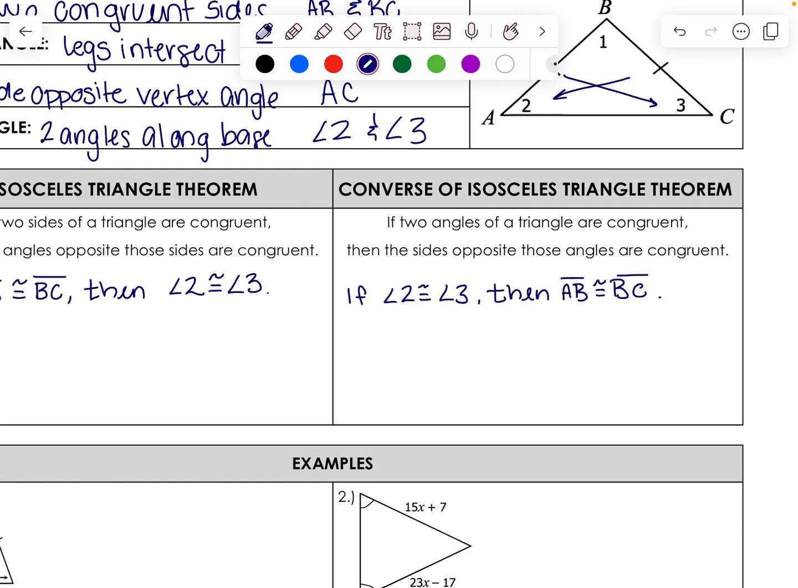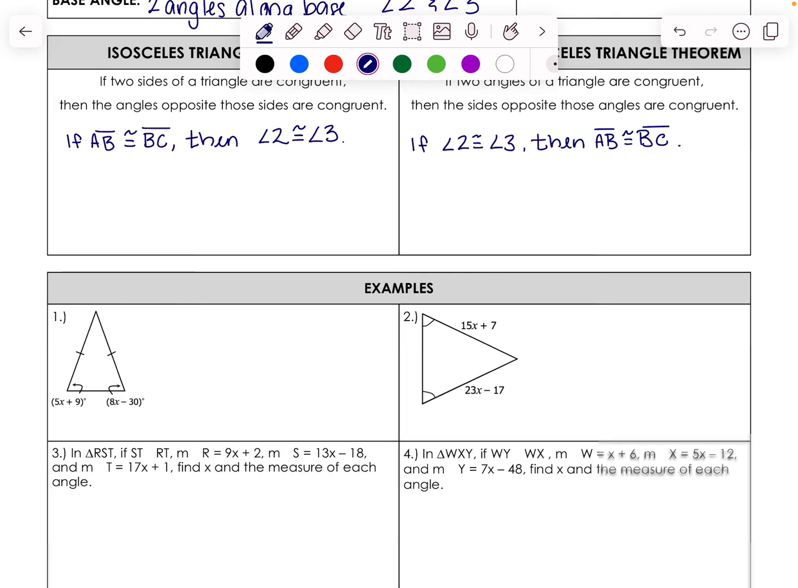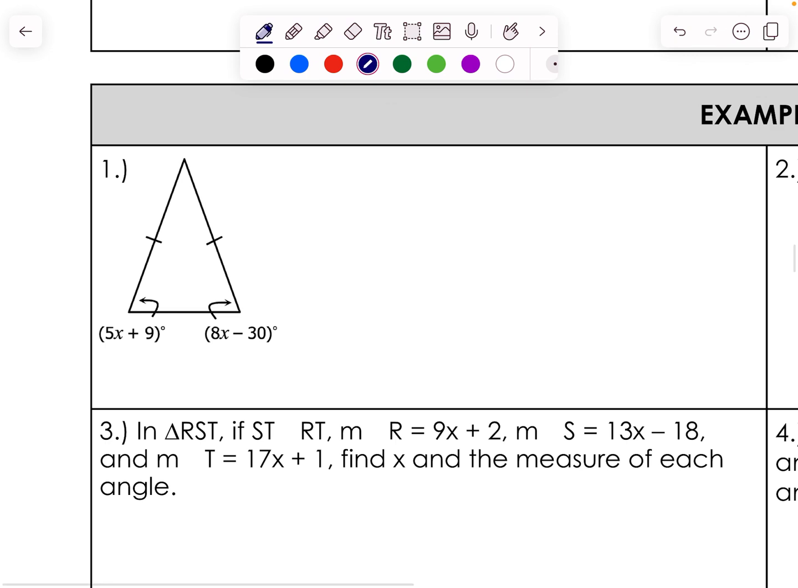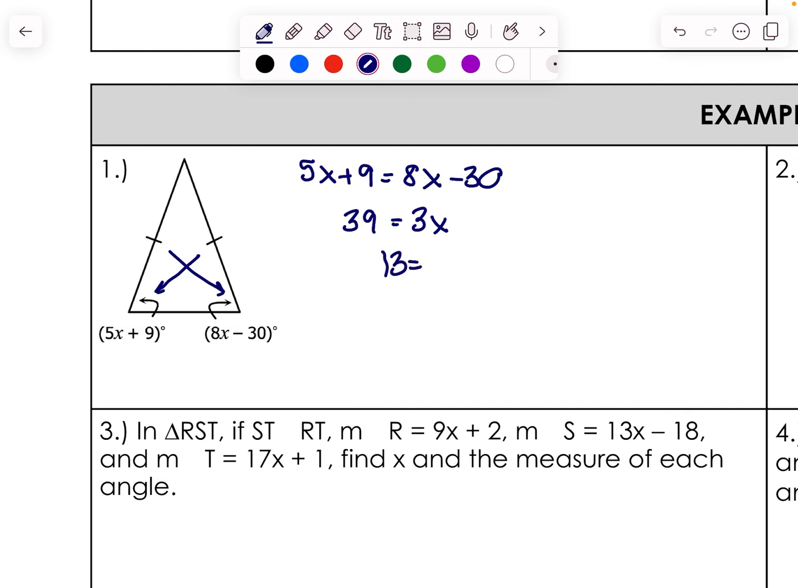Let's see how we can use this to find some missing measures. If we look at example 1, here is an isosceles triangle. It tells us the sides are equal, so the angles opposite those sides are going to be equal. Then that just becomes basic algebra. We subtract 5x, I get 3x. Add the 30, I get 39. So I get 39 equals 3x, divided by 3, and x is equal to 13.